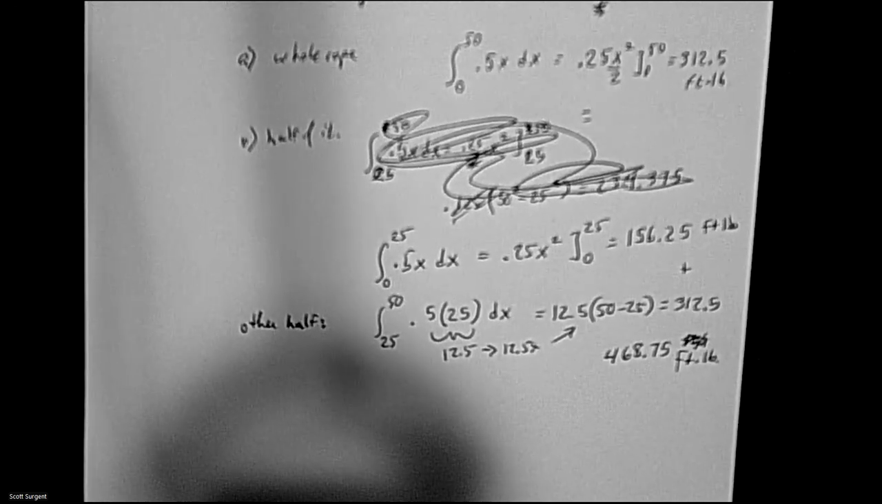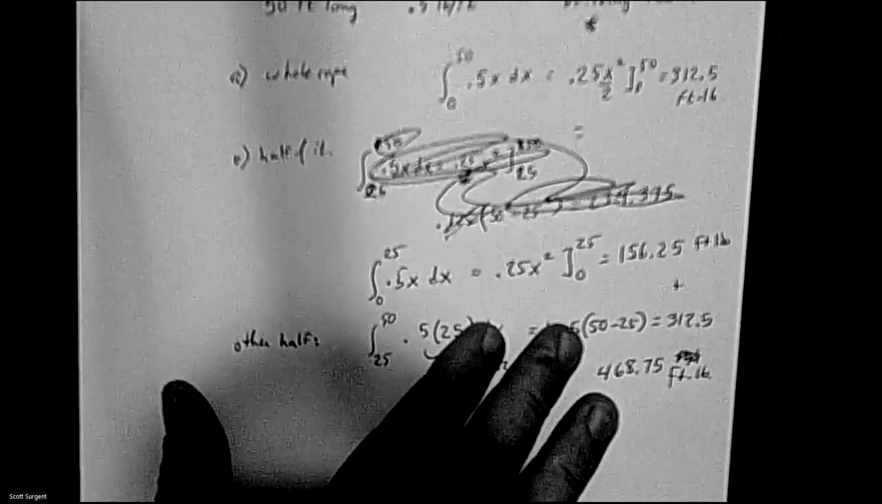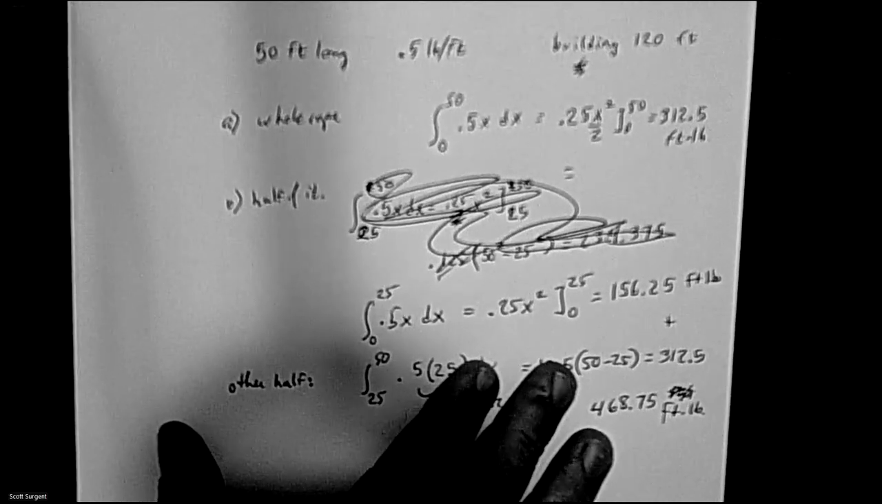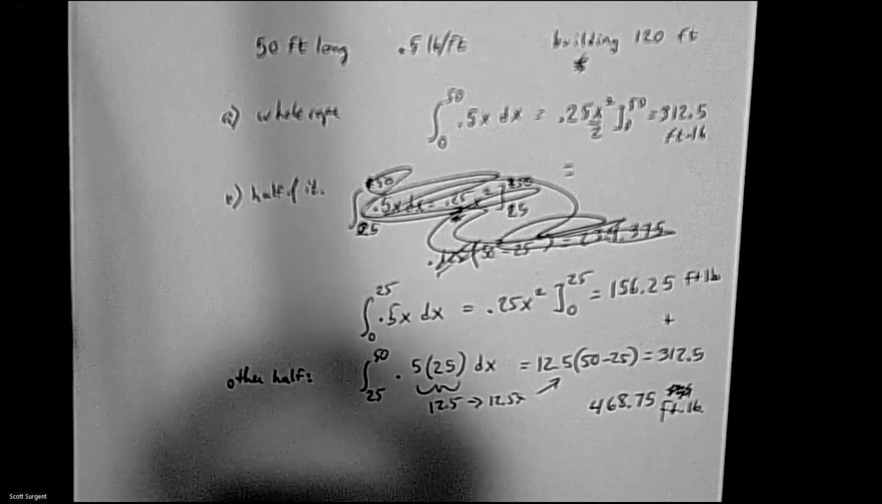Just to clarify on this one, the first integral 0 to 25, does that not represent the second half of the rope, since it's less force or less work to pull it up? Actually, it should be more work, right? So wouldn't it be 25 to 50 would be the first half?